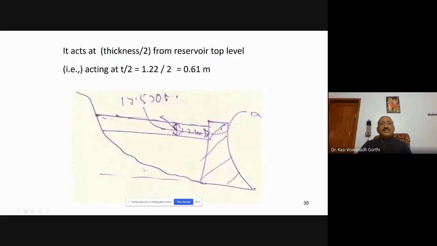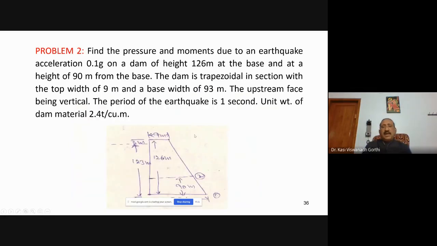So this acts at a distance of thickness by 2. So the thickness is 1.22. So from the free surface, it acts at a distance of 1.22 by 2 meters. So this is the ice pressure from the ice sheet which is formed at the top of the reservoir, and 1.22 meters by 2 is the point of application. This acts horizontally.